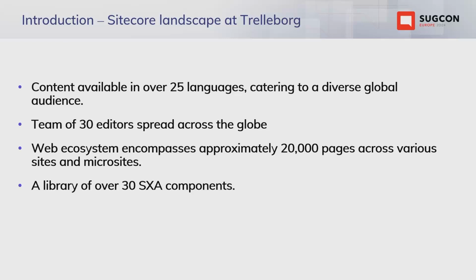Our web ecosystem has more than 20,000 pages, including our sites and microsites, which also include a large volume of content. That is a very big problem when we are taking on a migration. Also, we have more than 30 SXA predefined components. That means we have pre-built elements that can enhance our website and improve the efficiency and consistency across our web ecosystem.